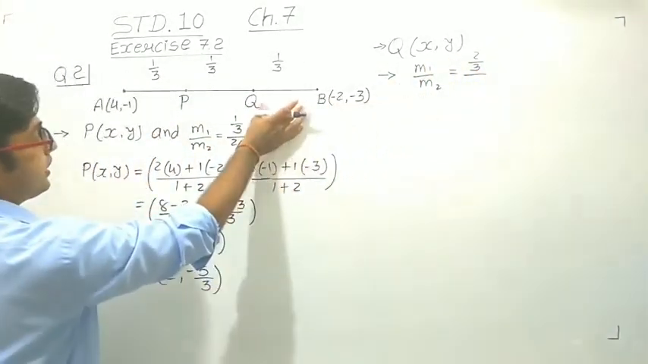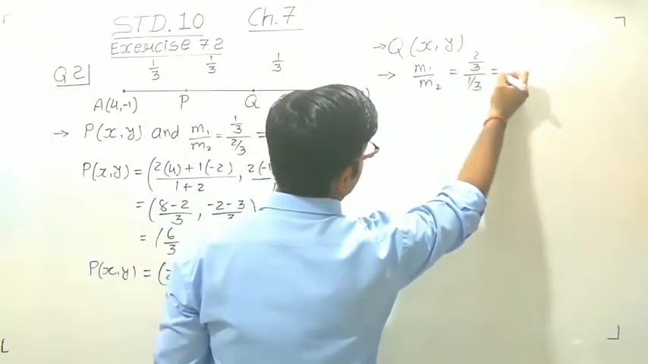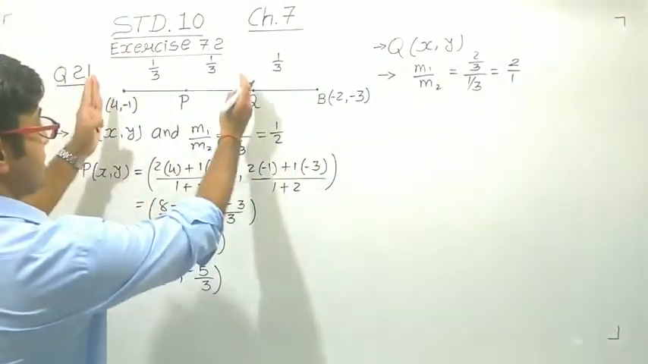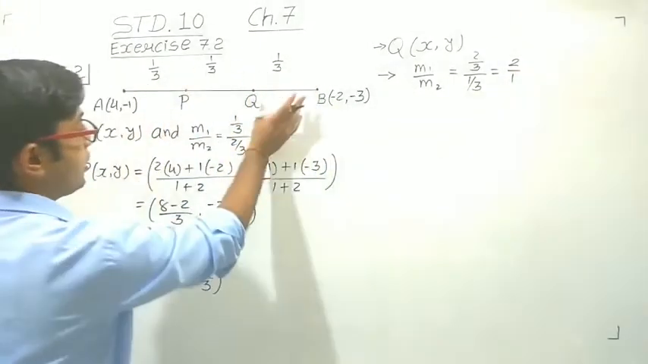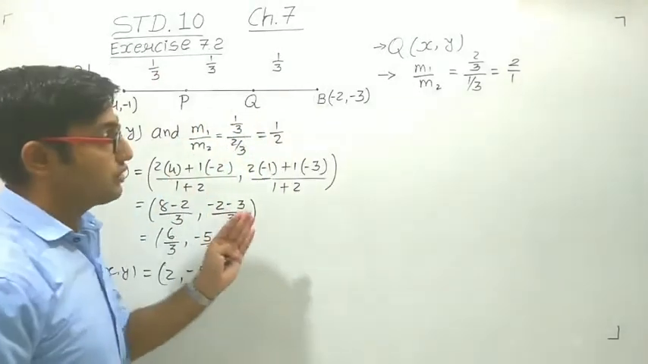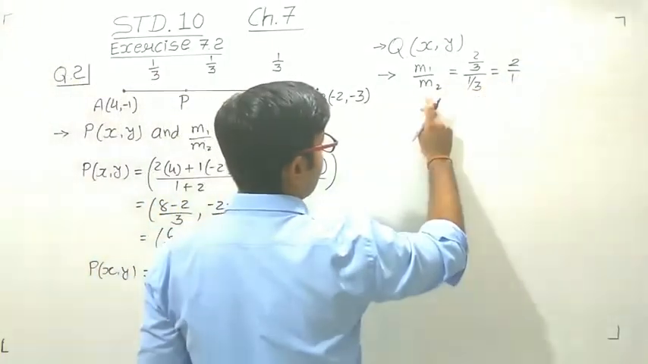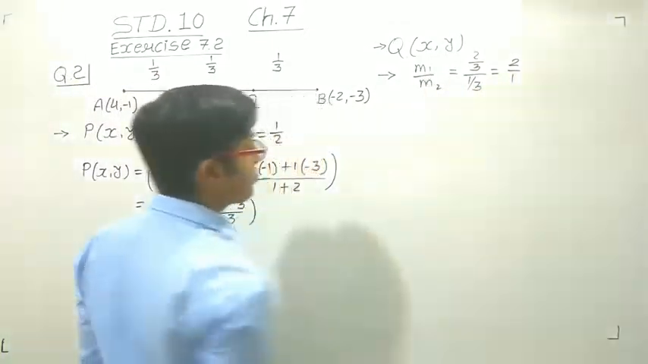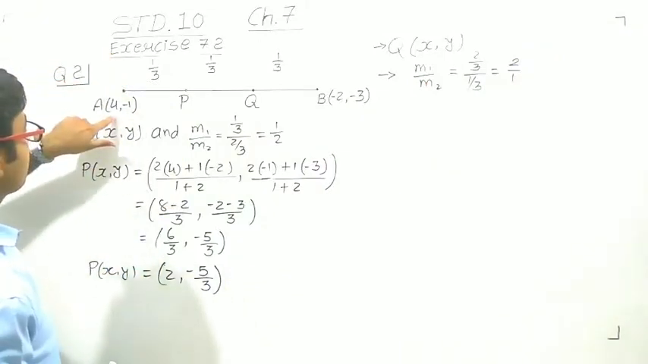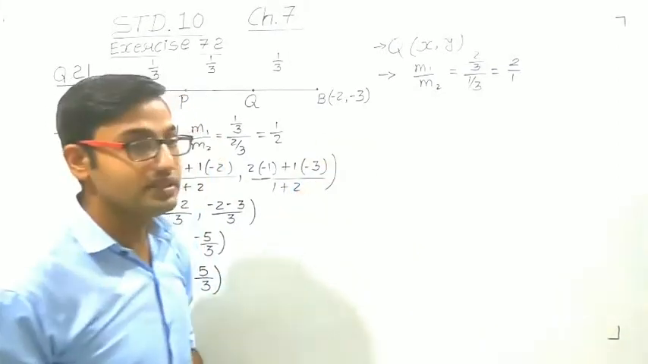M2 means Q to B is what? 1 upon 3, again 3 will cut, here we get 2 upon 1, because this portion is double from this. QB is 1, QA is 2. This is the ratio, not actual value. So here we can take M1 is equals to 2 and M2 is equals to 1. Again, x1, y1 we have to consider the point A, that is 4, -1, and x2, y2 we can consider as -2, -3.